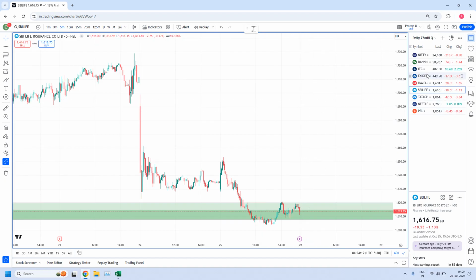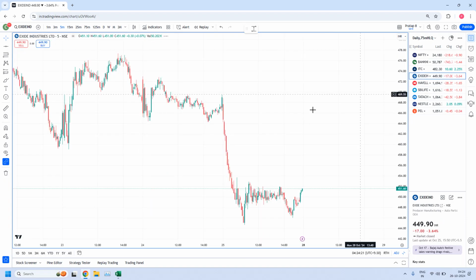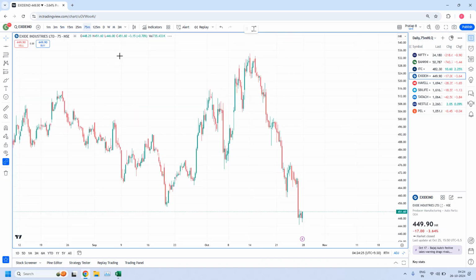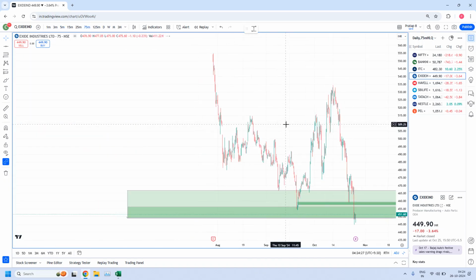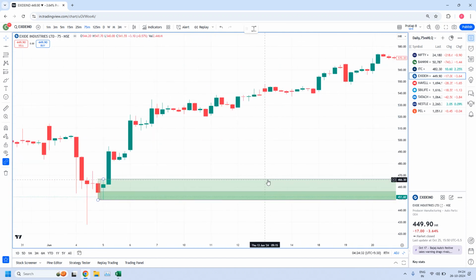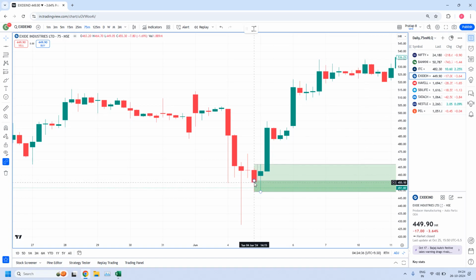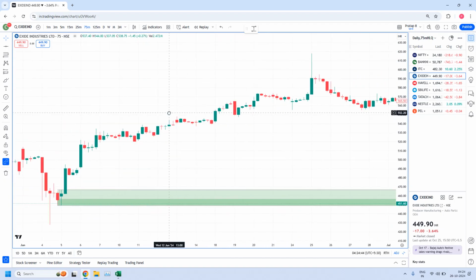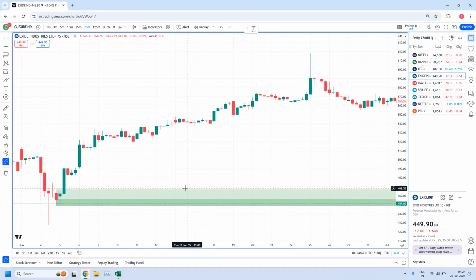And the next one is Exide Industries. This is also violated. We know the reasons why this zone will be violated. This is also a 75 minutes high liquidity zone. Have a drop candle, base candle, rally candle. Drop base rally. And this is fine tuned with the 15 minutes time frame.